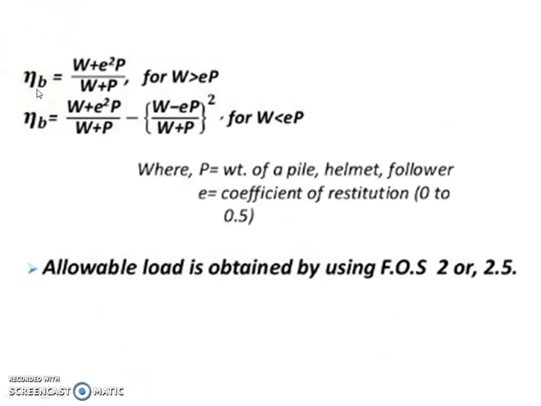Eta B can be calculated using equation W plus E square into P divided by W plus P, and this equation has to be used when weight W is greater than E into P. We need to find out the product of EP and then compare it with the value of W. So if W is greater than EP, you have to use the first equation, and if W is less than EP, we need to use the second equation. Here P is the weight of the pile, helmet, and E is the coefficient of restitution, whose value ranges from 0 to 0.5.